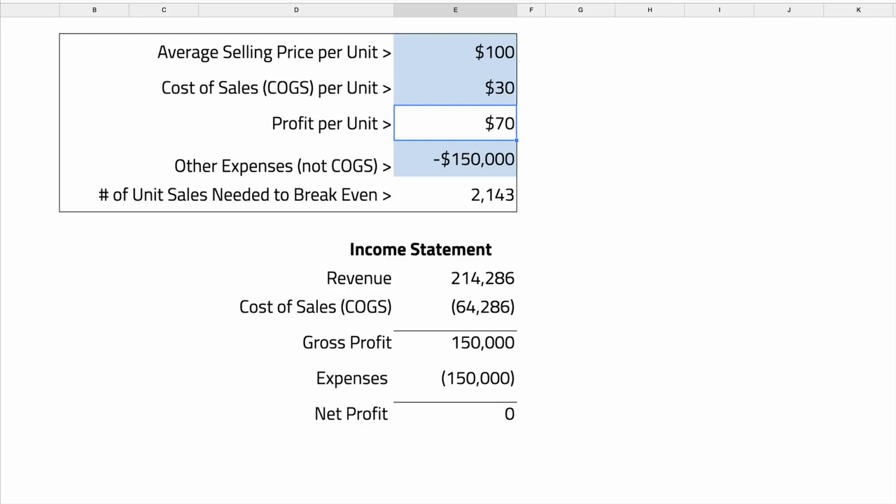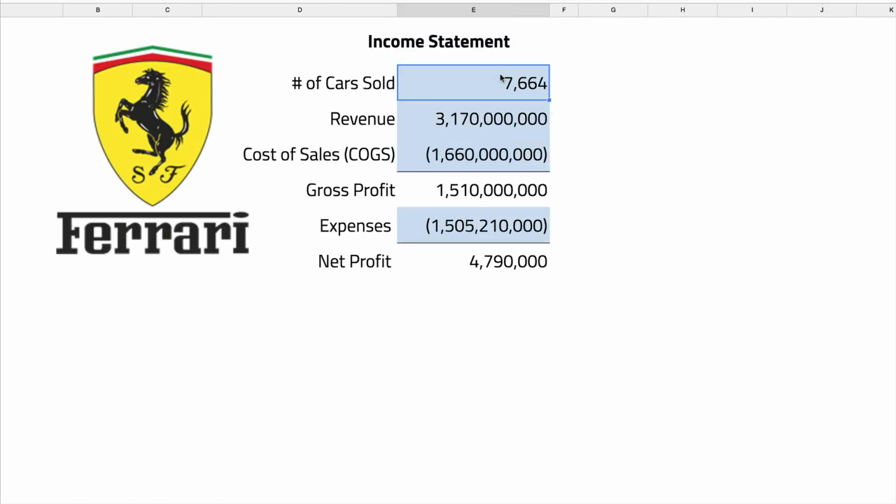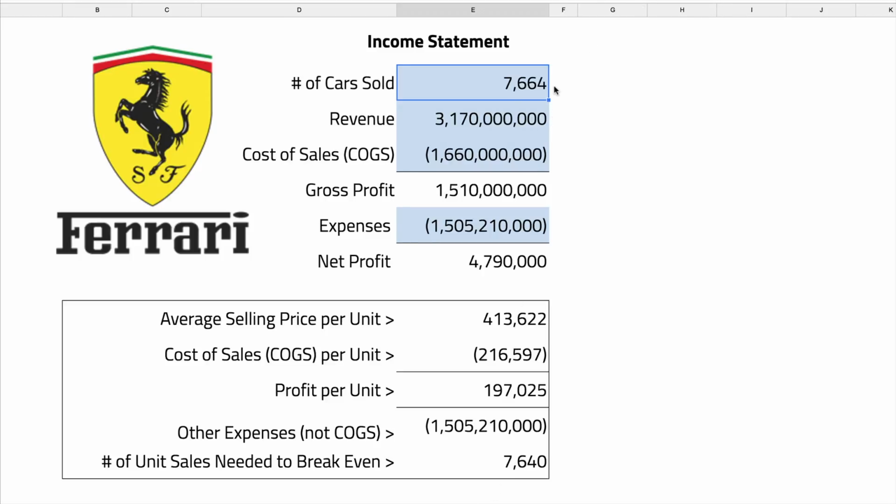I'm going to take an extreme example. Let's look at Ferrari. They sell really expensive cars. So in 2015, they sold 7,600 cars. They made $3.2 billion in revenue, and their cost of sales was $1.6 billion, which left them with $1.5 billion in gross profit. They spent about that much in expenses, so their net profit was about $5 million. And where this gets interesting is you can look at their break-even.